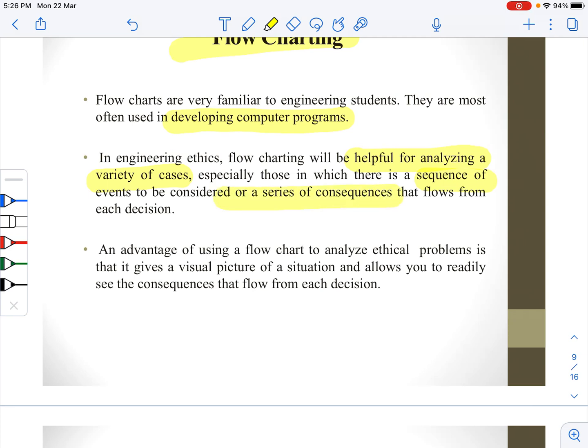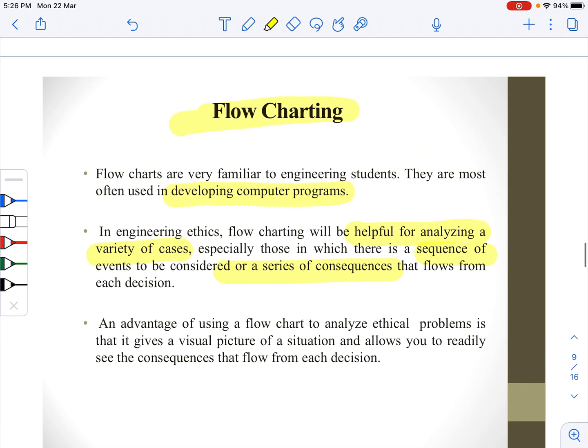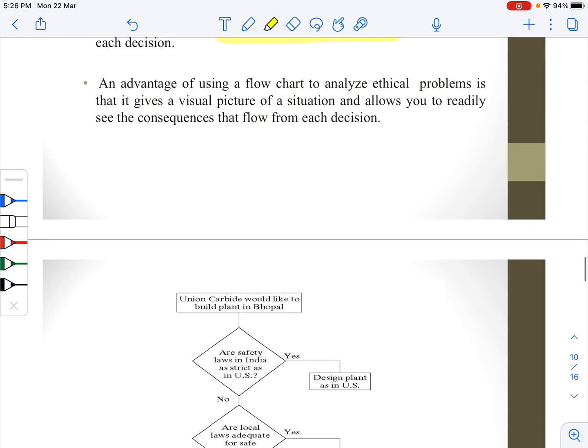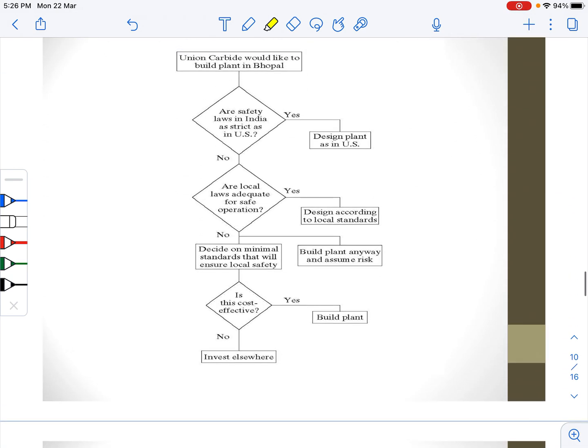So you have a flow. If you think the solution has multiple steps and flows, maybe flow charting is the best method. So let's see, this is an example of using a flowchart as the method to identify the best course of action. So here's a flowchart.